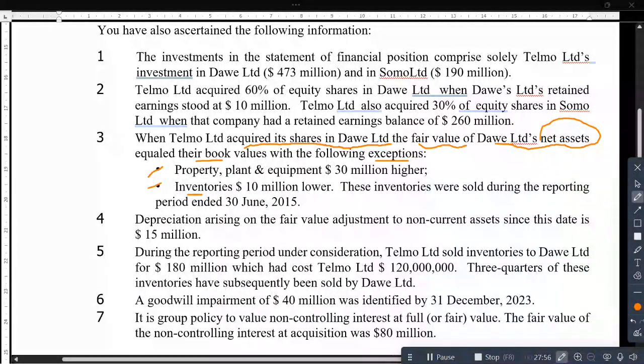We need to record at a lower amount. We need to subtract this 10 million because they maybe went ahead and recorded at the market price, overstating. Yet the book value of this inventory was 10 million lower. What do we do? Since it was overstated in their valuations, we need to go to our net assets and subtract this 10 million on inventories, which was overstated by then.